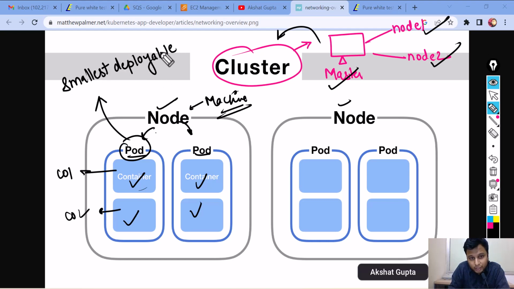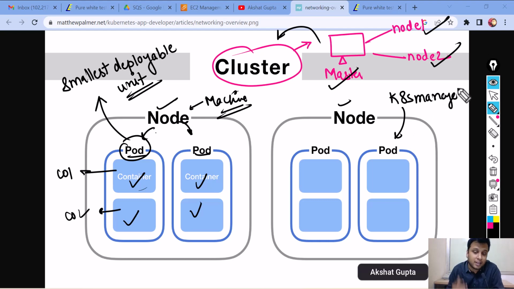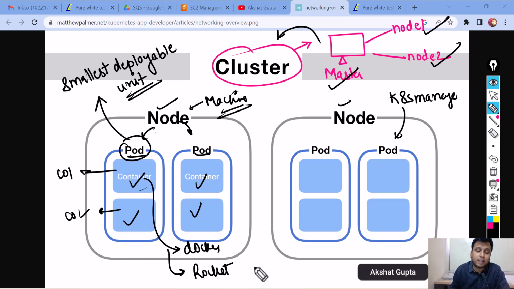It's simply the smallest deployable unit within which the containers are present. Either it's a single container or multiple containers, anything would be there. But at the end, Kubernetes is managing the pods. In easy terms, understand it as a wrapping around the containers, which helps Kubernetes function properly. Kubernetes does not have to worry about whether the container is a Docker container, a Rocket container, or from any other company providing containerization service.